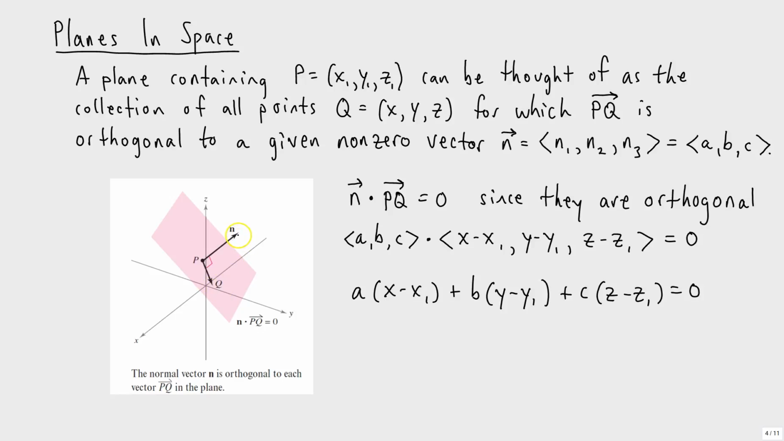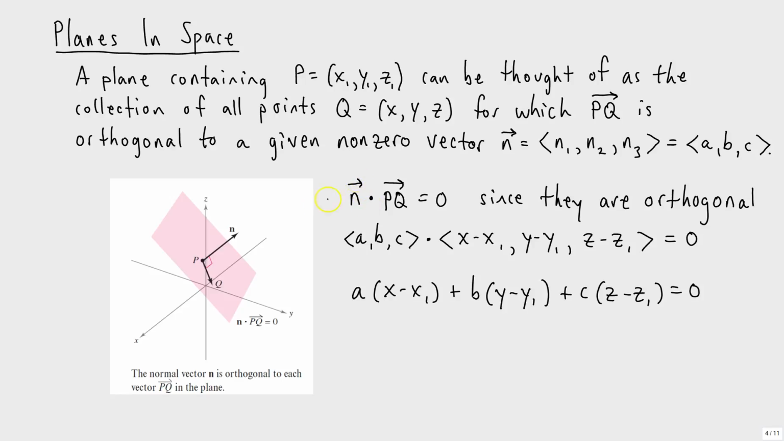Well, since vector n and directed line segment PQ are orthogonal, that means their dot product is 0. So if you take vector n, which is ABC, dot directed line segment PQ, comes out to be 0. So basically, component 1 times component 1 here, so A times x minus x1 plus B times y minus y1, and C times z minus z1 has to equal 0, and out pops a generic equation for a plane.